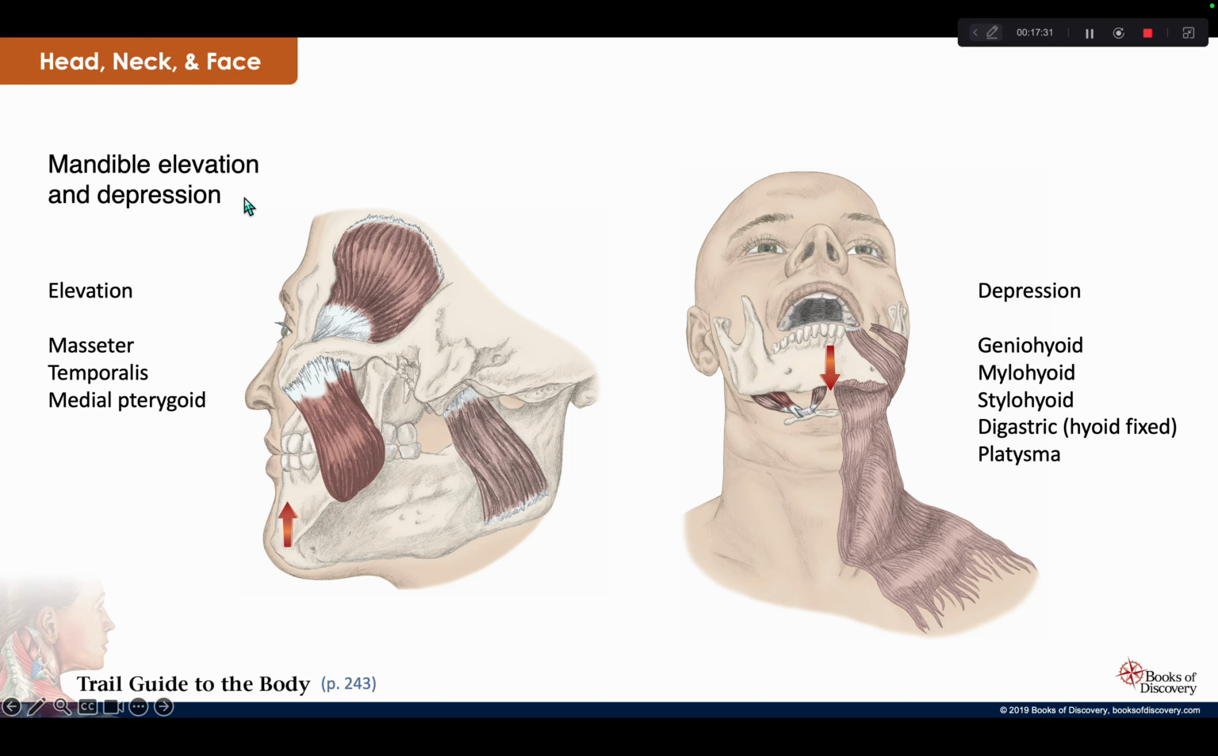So the mandible elevates, it also depresses, so that's opening your mouth. These are all the hyoid muscles. So remember the hyoid bone. These tiny little muscles will help bring your jaw down a little bit and connect to that bone right in the neck. So you have your hyoid muscles, your digastric, which is only when the hyoid's fixed, and then your platysma. That's that big, long, superficial muscle that's kind of the whole front of your neck.